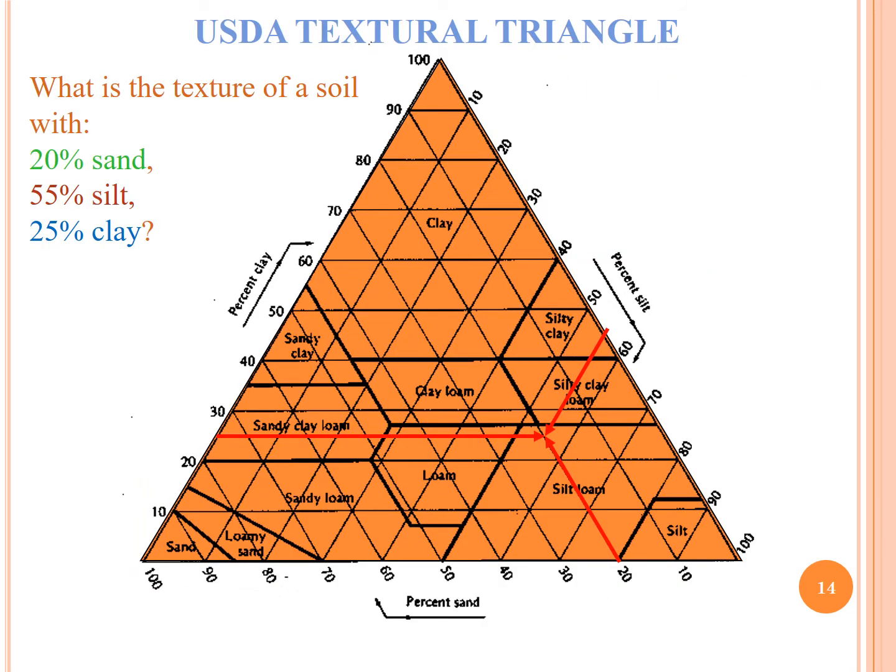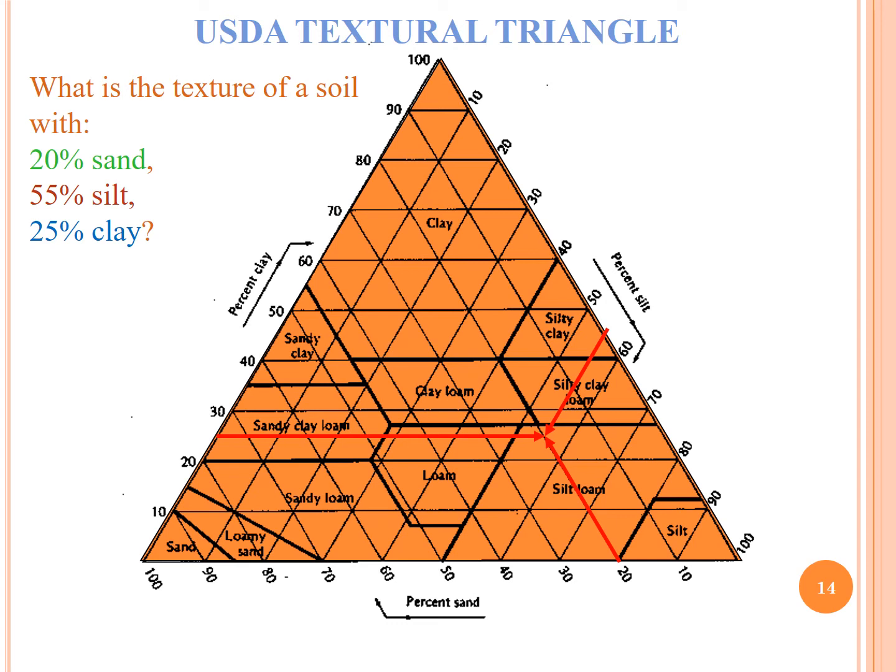This is the USDA soil textural triangle. On the left side, it starts from 0 and goes up to 100%, showing the percentage of clay. On the bottom, 0 is on the right, and we move towards the left to find 100%. This is the percentage sand. On the right side, percentage silt starts at the top and increases as we go down to 100%.